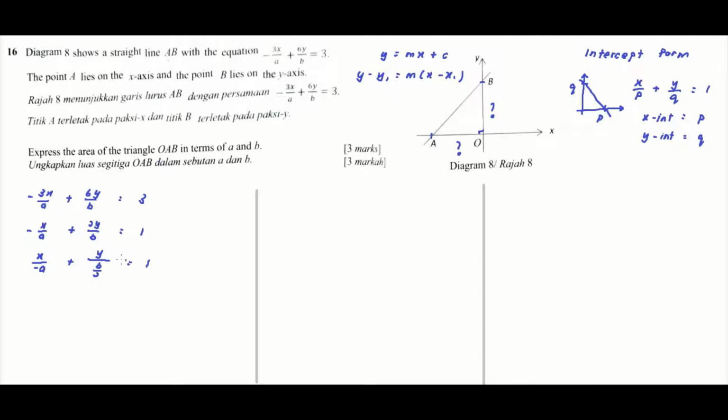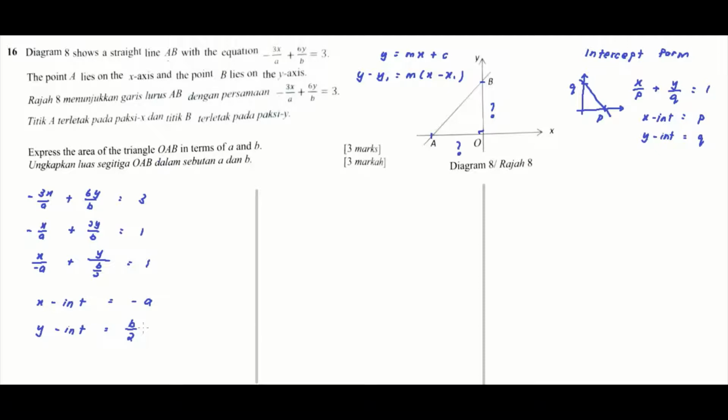By this formula, I'll be able to identify my x-intercept and y-intercept now. The x-intercept will be the number below the x in the first fraction, which is negative a. Then for the y-intercept, it will be the number below the y, which is b over 2. Alright? So this is by using the idea of the intercept form.